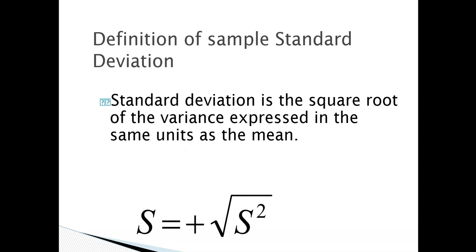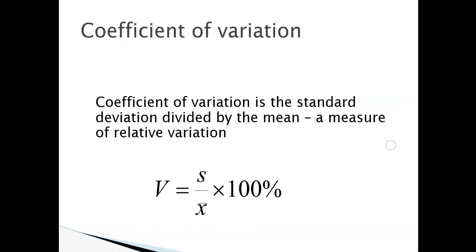The standard deviation is the square root of the variance, expressed in the same units as the mean. So basically, calculate the variance first, and then take the square root of that, and that will be the standard deviation. The coefficient of variation is the standard deviation divided by the mean, and that's a measure of relative variation. So we divide the standard deviation by the mean and then multiply by 100%.